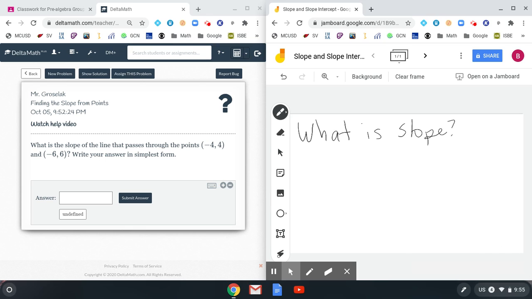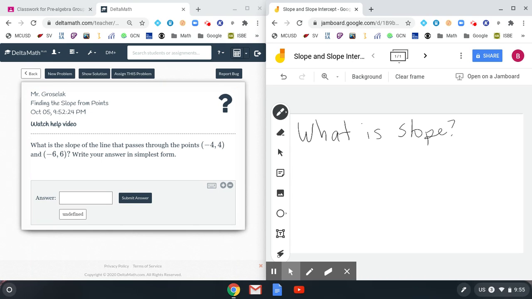Hey everybody, so yesterday we talked a lot about what slope is and what differentiates direct variation from other types of linear functions. So super important concept, slope. So I just want to touch base with you guys again about what slope is, and then I'll do an example from the Delta Math assignment here.